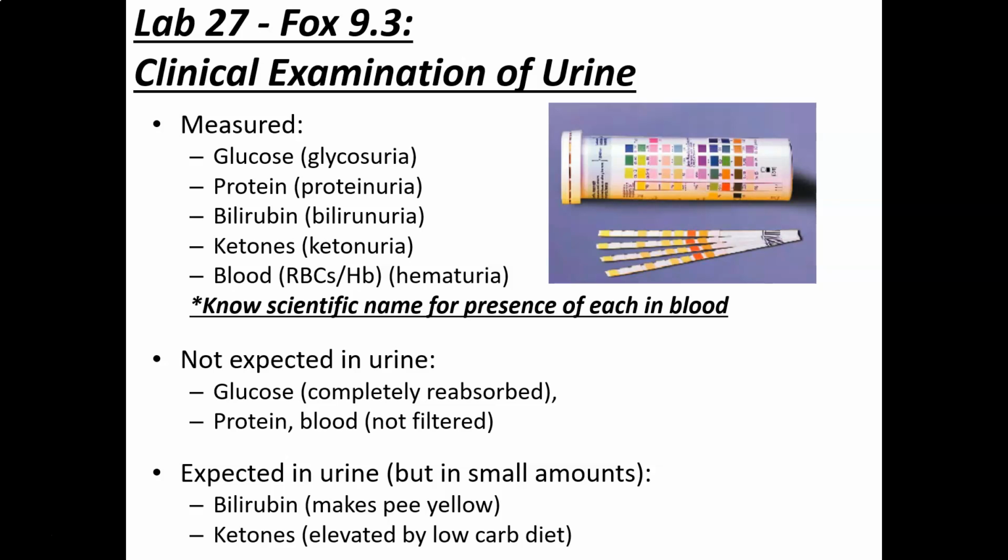You can sometimes see in the urine very small amounts, and again, it depends on how sensitive your strips are, of bilirubin. Bilirubin is in your urine, sort of, but it's converted to a pigment called urobilin. And basically, it's what makes your pee yellow.